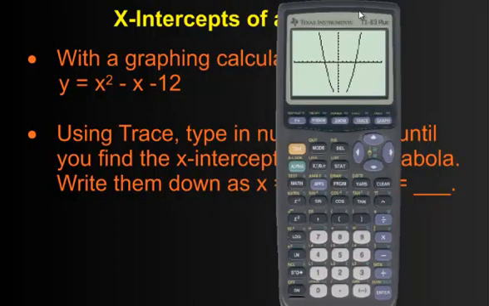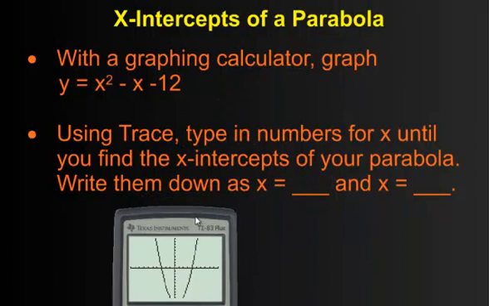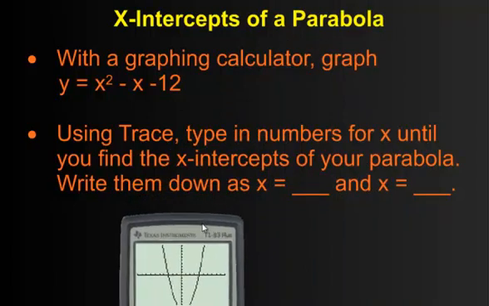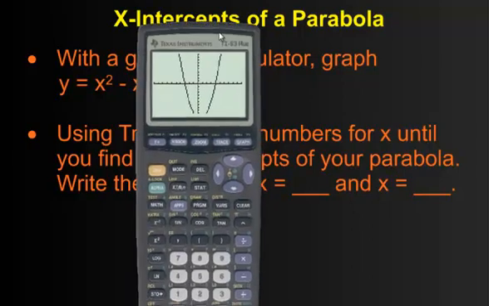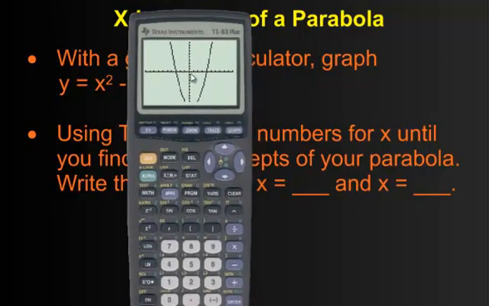And it says, using trace, type in numbers for x until you find the x-intercepts of your parabola. Write them down. Okay, so let's do that. X-intercepts, remember this is the x-axis right here, and an x-intercept is where this graph, or this quadratic equation, cuts through the x-axis. So there's one right there, and there's another one right there. Okay, let's see if we can guess what they are.